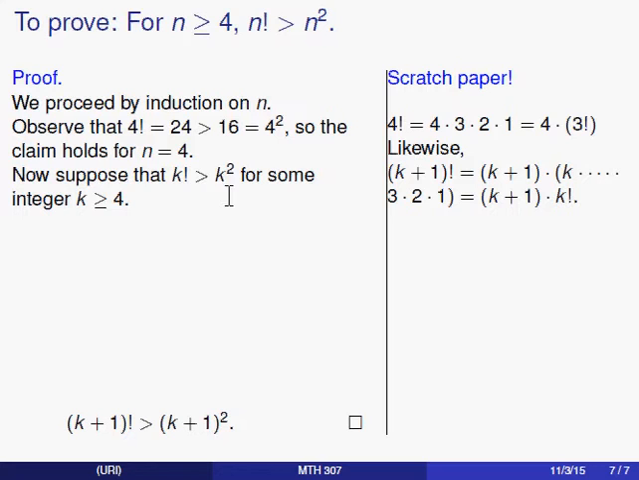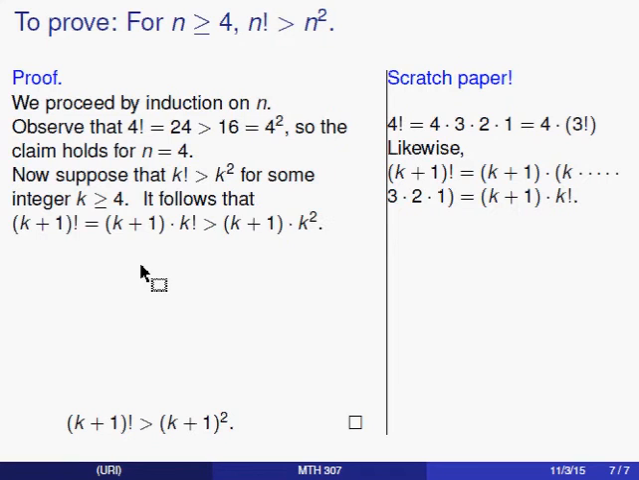Now I know this, and so maybe I can times both sides of the inequality by k plus 1. If I do that on the left-hand side, I'll create the k plus 1 factorial I'm hoping for. Now on the right, I'll have k plus 1 times k squared. So I know k plus 1 factorial is bigger than this, but what I really want is that k plus 1 factorial is bigger than this. And we're not quite there yet.